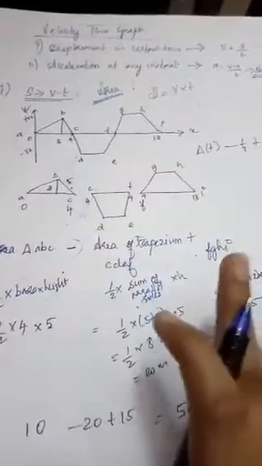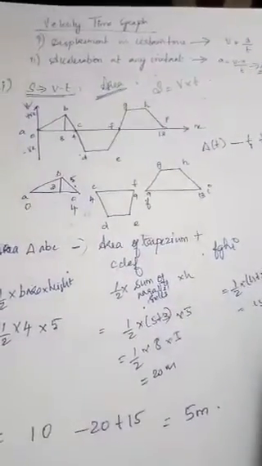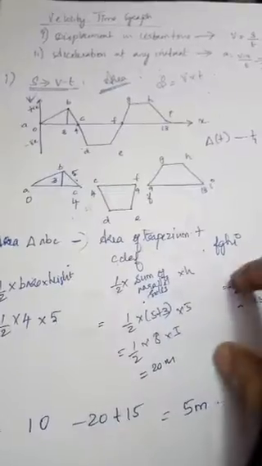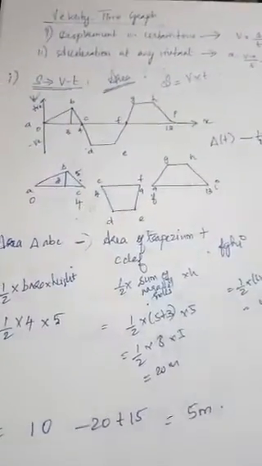So let's go through it. Always remember, if you want to find a displacement in a velocity time graph, you have to find the area. The main idea to be emphasized here is to find your area. So displacement can be found by using the area formula.